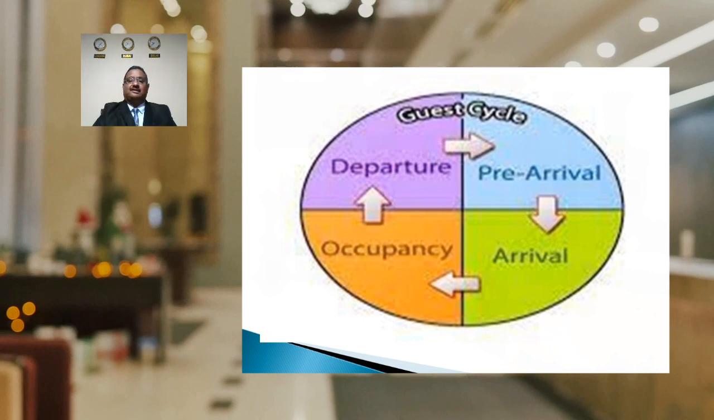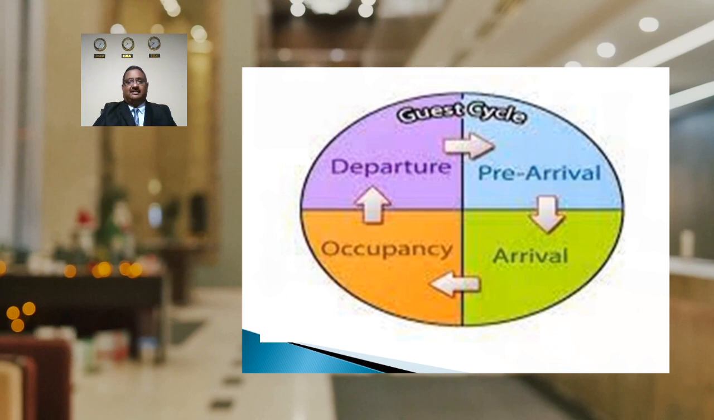Let us understand what the guest cycle is. When we talk about the guest cycle, it is the complete experience that a guest goes through at a hotel, starting from making the room reservation to the departure. The hotel guest stay can be divided into four main stages: pre-arrival, arrival, occupancy, and departure.